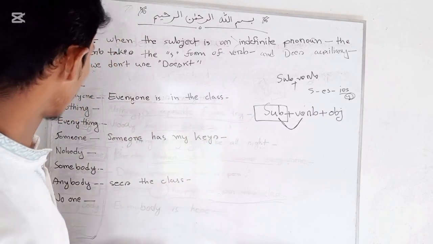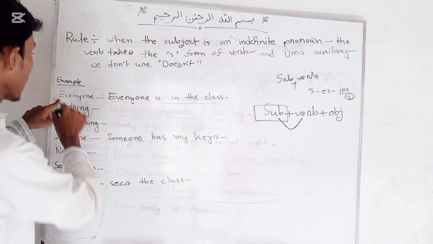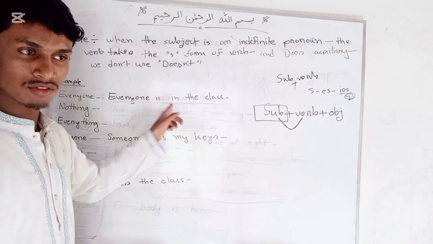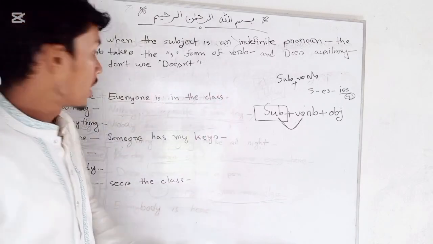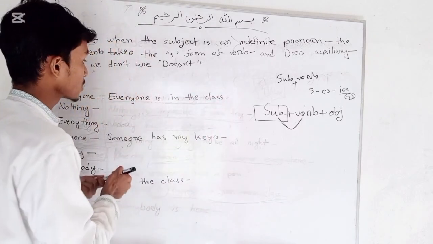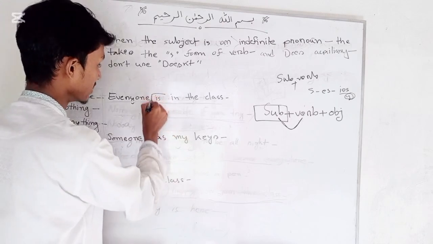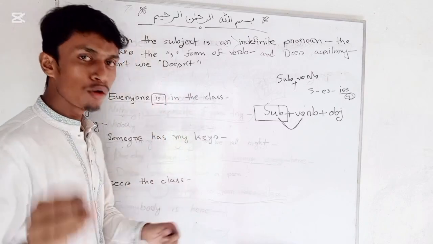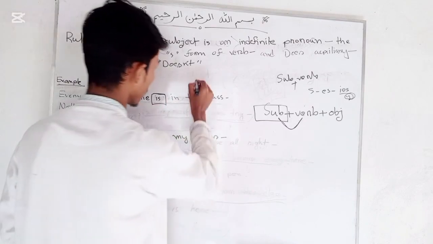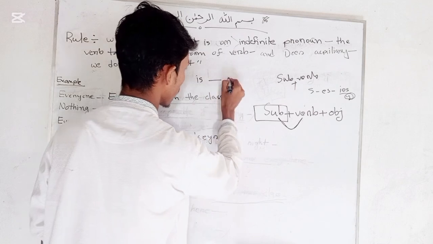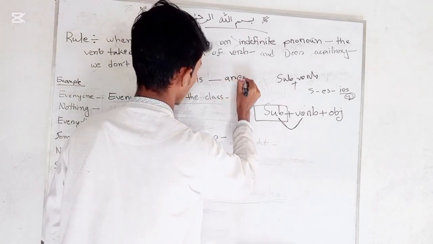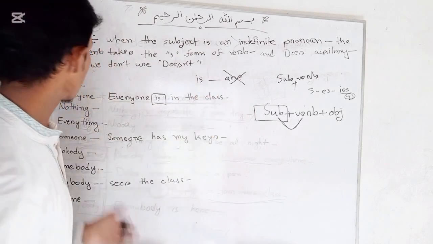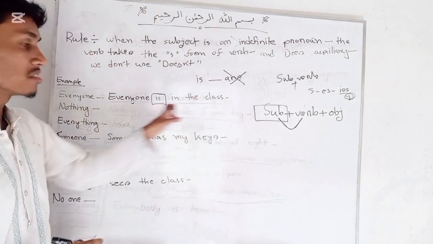We have many examples here. The first one is everyone. Everyone is in the class. Here we take the s form of the to be verb, is, not are. Are is a plural form, not is. Is is singular and are is not. Are is the plural form.